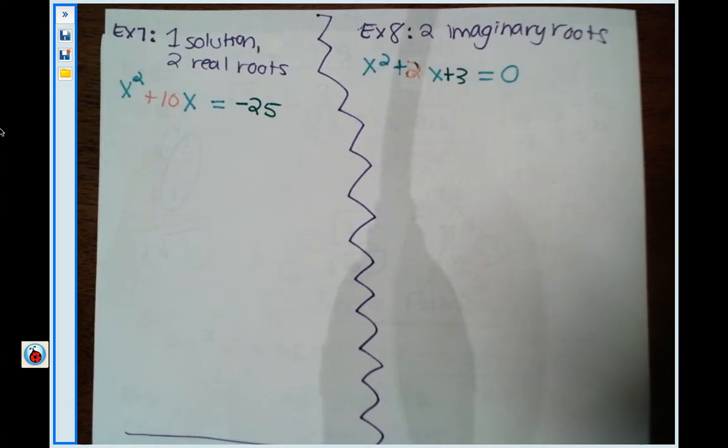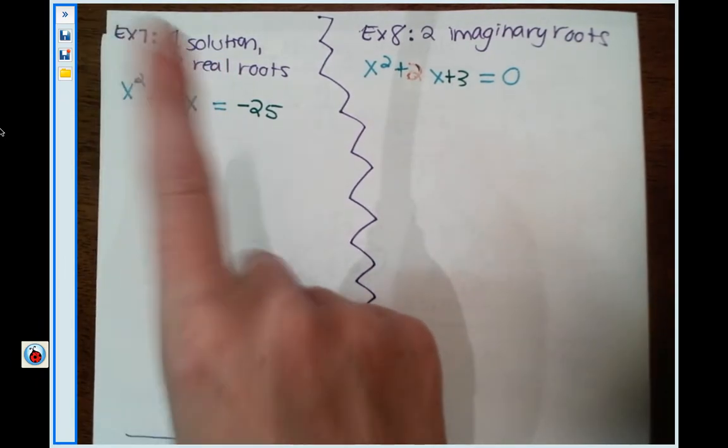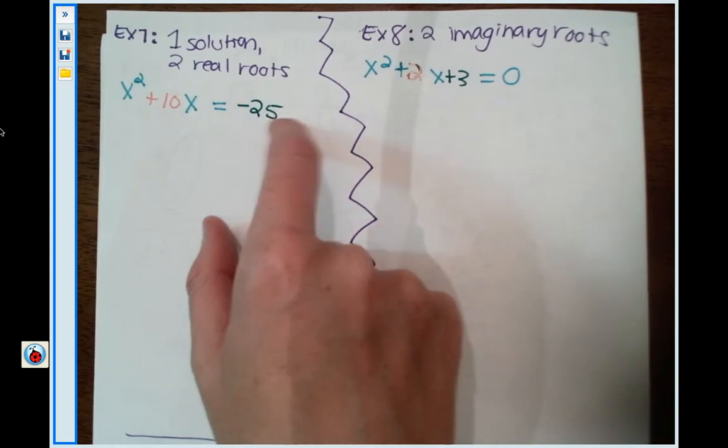So if you guys think you've mastered the quadratic formula, go ahead and try each of these example problems on your own and check what you get at the very end. This one's going to have one solution, which means you get the same answer two times, but this will be two real roots. So we'll talk about what that means.